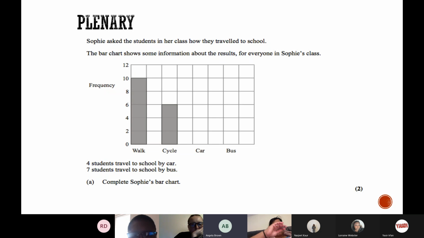So to finally finish off this part of the topic of bar charts, have a go at answering the following question. Sophie asks the students in her class how they travel to school. The bar chart shows some of the results for everyone in Sophie's class. Can you complete Sophie's bar chart? 2 marks. You might get a question like this in your exam, and this might be on the non-calculator paper.